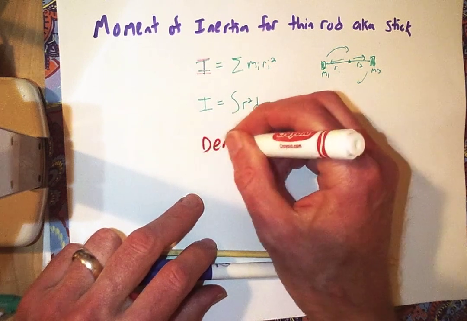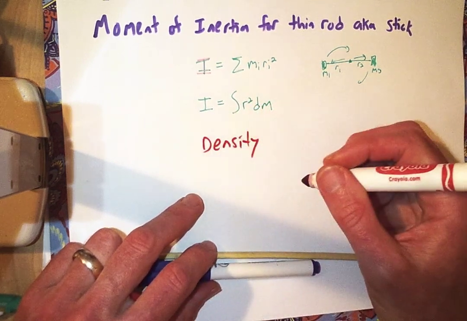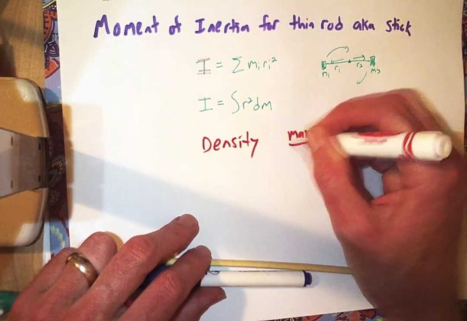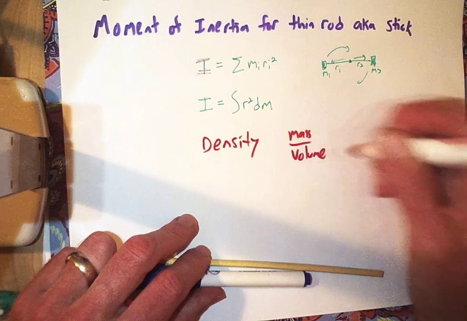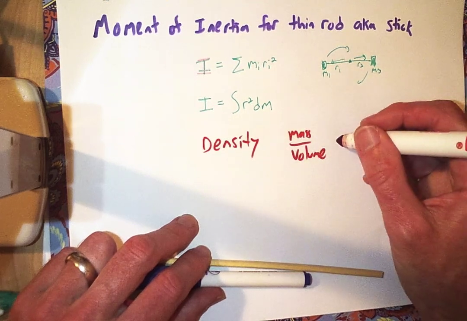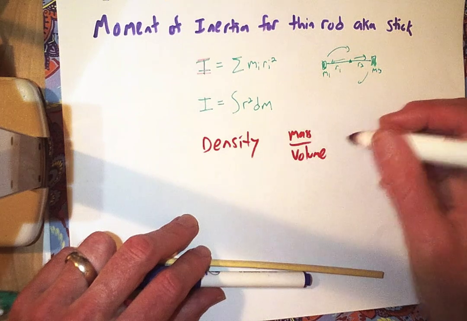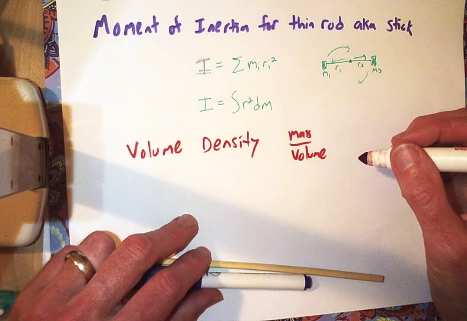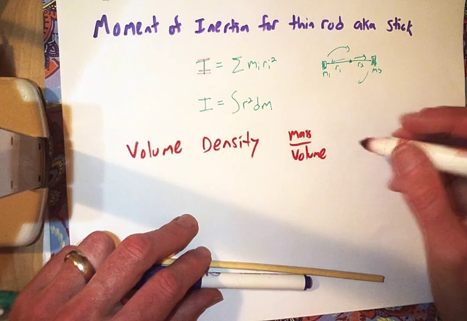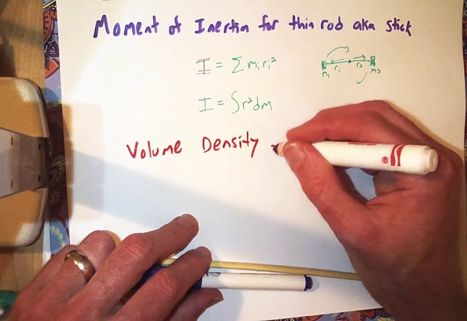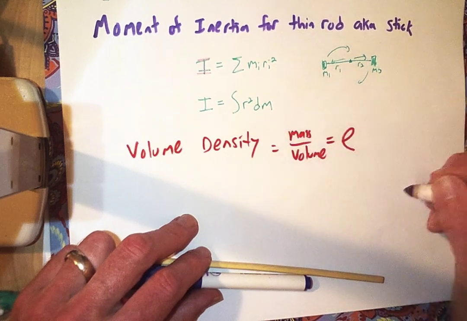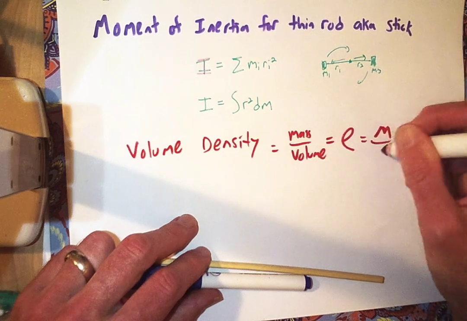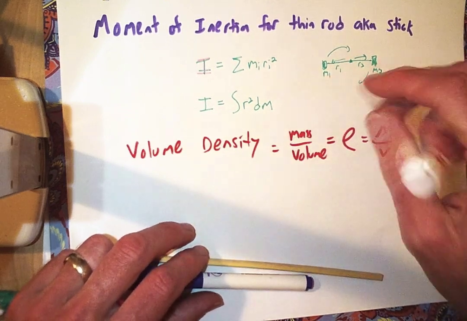There's actually a couple different ways that we can think about density. Generally, you know density as mass per volume, and this is going to be called a volume density. There's actually going to be a couple of different densities. So there's a volume density, mass per volume, and we use the Greek letter rho for that. That's just generally how you think about the density of something.